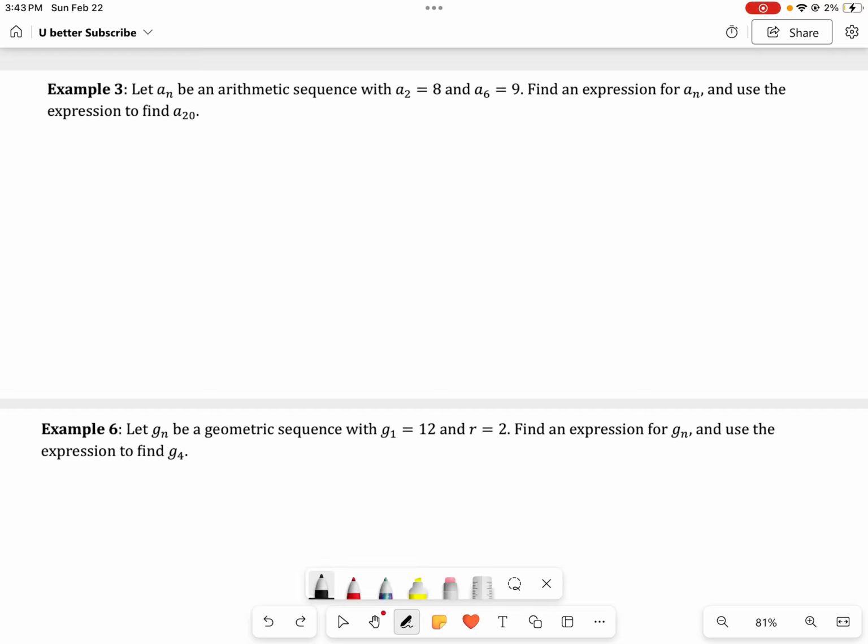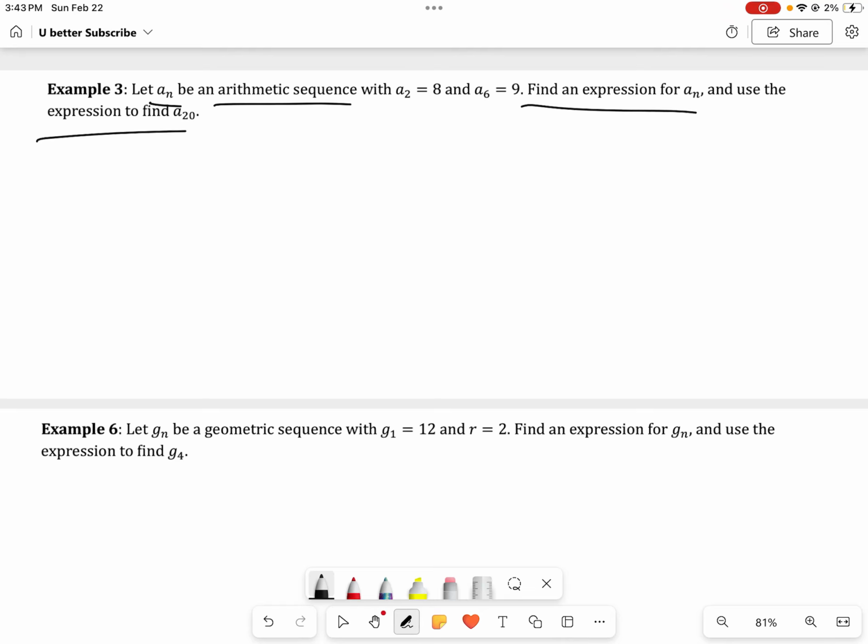So this is the AP Precalc 2.1, 2.2 notes for the quiz and whatnot. So I'm just gonna go ahead and start. The first one says, let A be an arithmetic sequence with certain values that it gives us, and it wants an expression, and to use the expression to find A of 20.